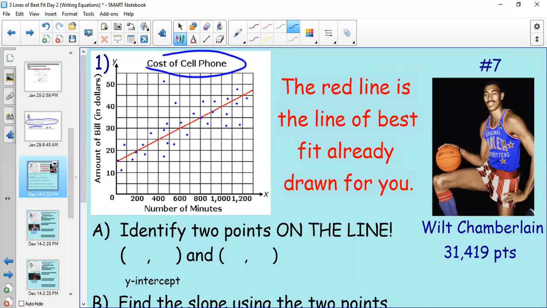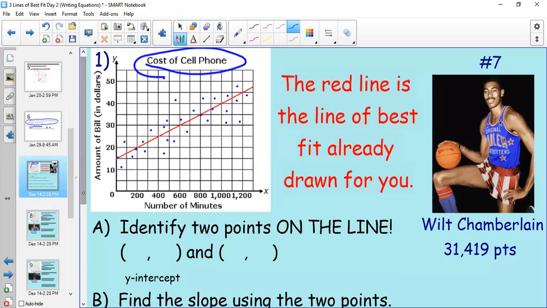Here we have the cost of a cell phone. First, identify the 2 points. Again, use your special glasses or however you want to think about this, but totally ignore all the blue points and just focus on the red line. I am going to choose the y-intercept, which here is 0, halfway between 10 and 20 would be 15. Now, again, pretend like you don't see any blue points, and I'm looking for the next point on this line. It would not be there, but there is one there, and that is 200 minutes and $20.